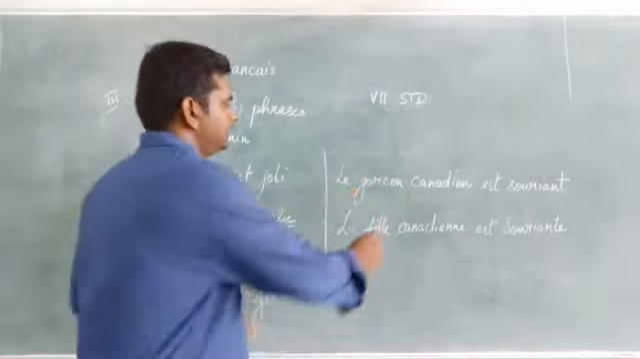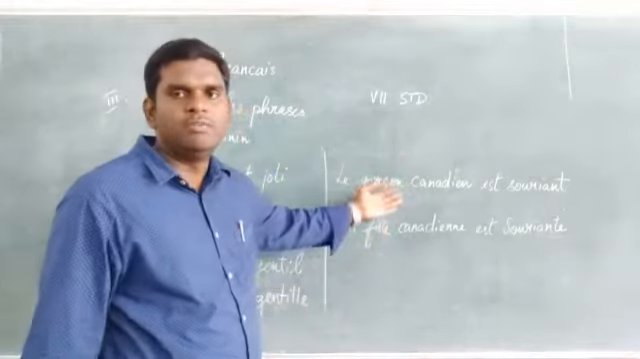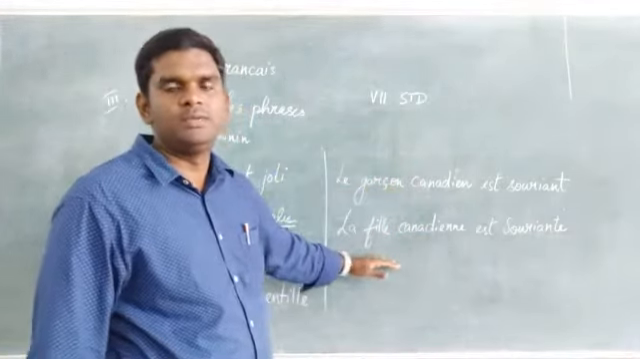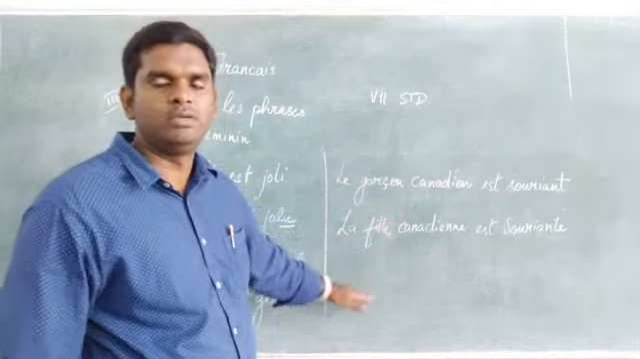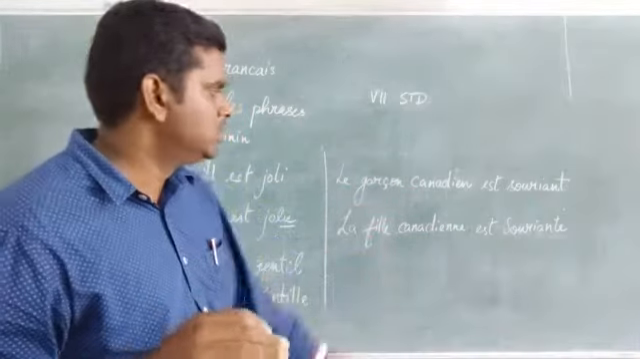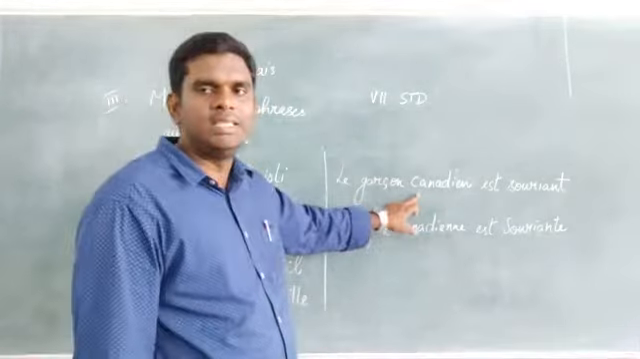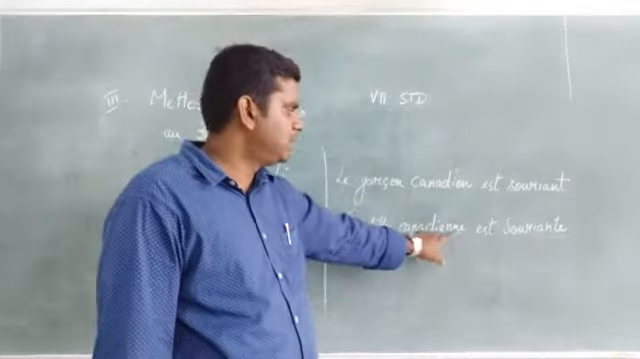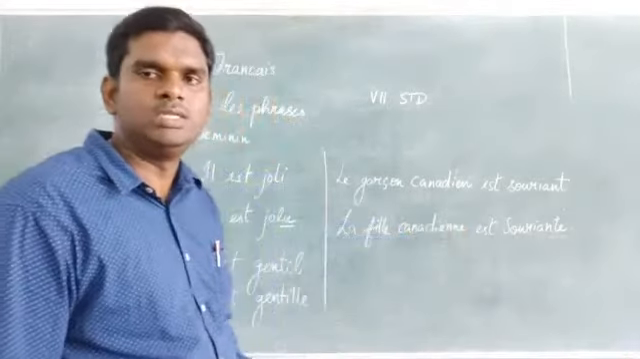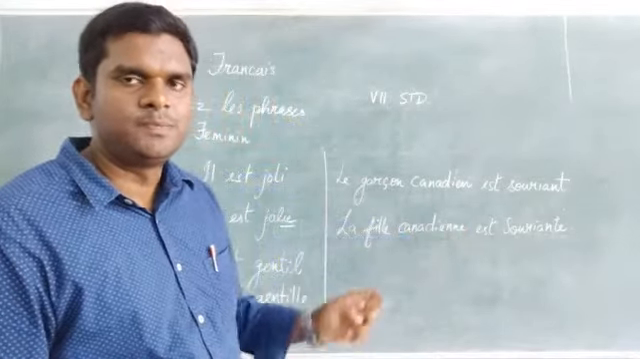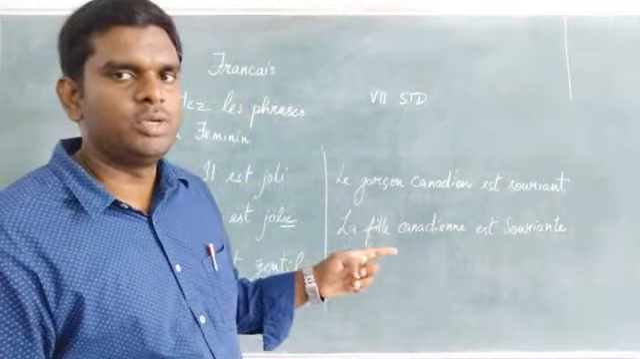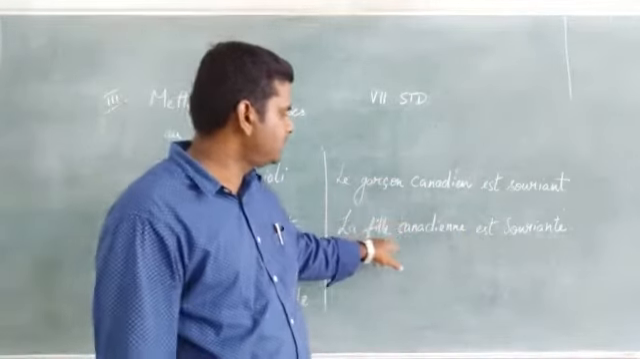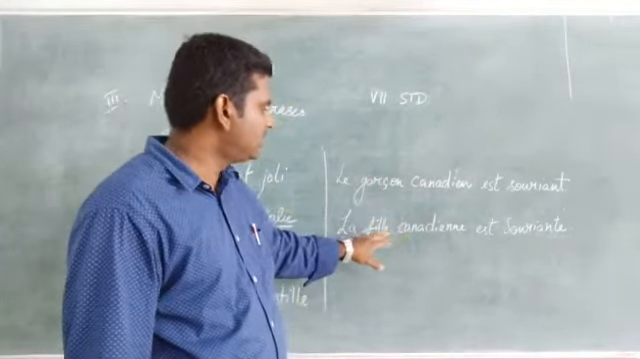First we have to change the gender. Le garçon, when we change into feminine, la fille. Le garçon, la fille. First job is over. Second is canadien. Canadien, the feminine form is canadienne. Double N-E. We learned it in 6th grade. So that is the same thing we have to do here. La fille canadienne.